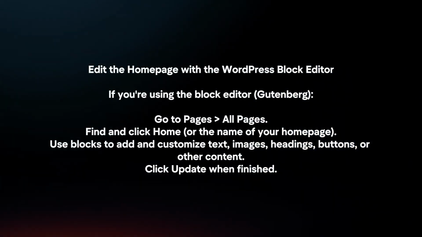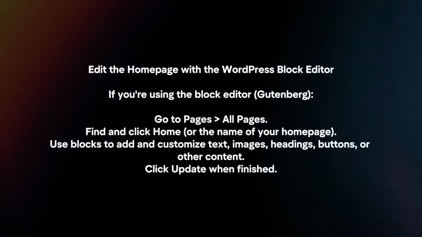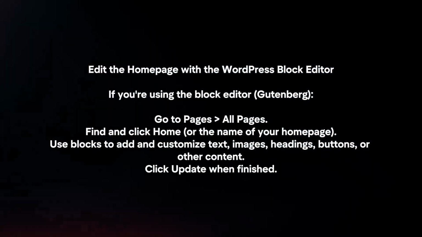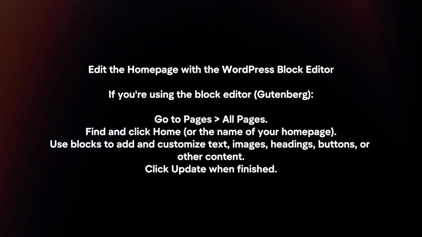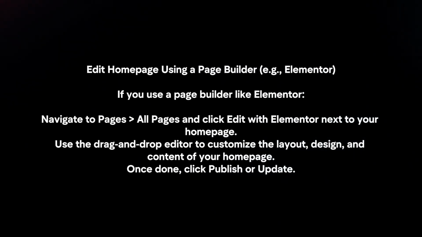Edit the homepage with the WordPress block editor. If you're using the block editor, go to Pages, All Pages. Find and click Home. Use blocks to add and customize text, images, headings, buttons, or other content. Click Update when finished.